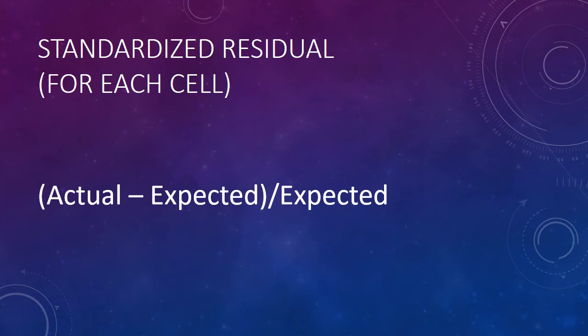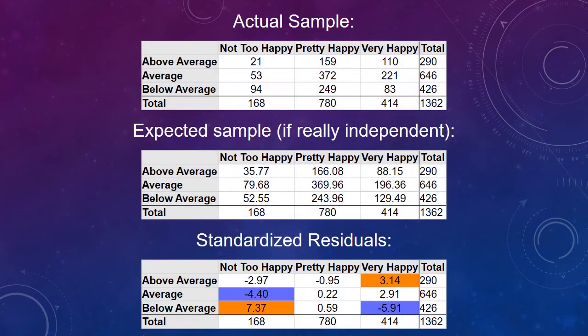But how do we know if the difference is relatively large or not all that large? We can compare the residual with the standard error to obtain a standardized residual, or z-score, for the cell, which puts all of the residuals on the same scale. The standardized residual for the cells of a contingency table is the actual cell count minus the expected cell count divided by the standard error, which is the square root of the expected cell count. This gives us an indication of how unusual the actual cell count is.